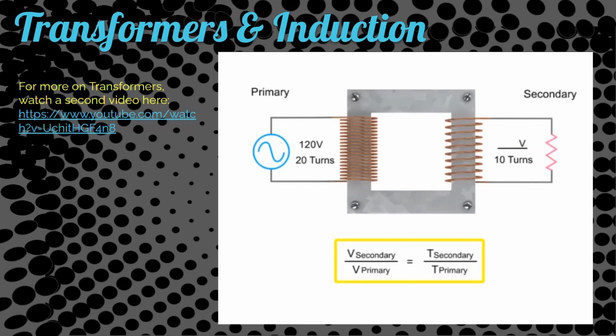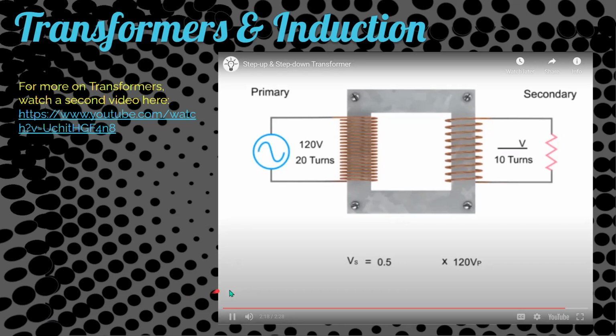This is the only math you need. The formula simply states that the secondary voltage to primary voltage ratio is the same as the secondary coil to primary coil turn ratio. Rearranging the formula and then dividing 10 turns by 20 turns, we get 0.5 multiplied by 120V. This results in a calculated step-down voltage of 60 volts.